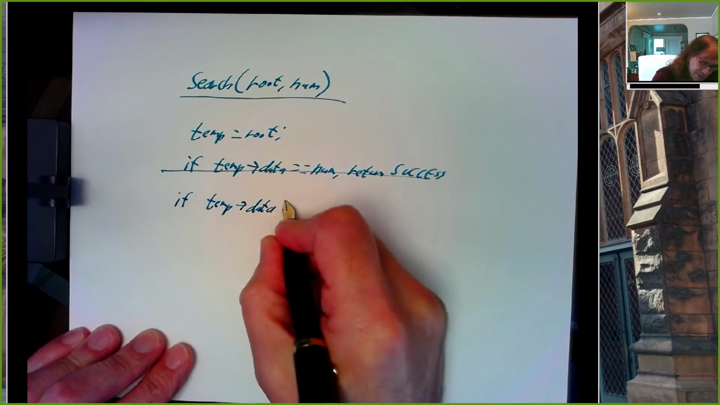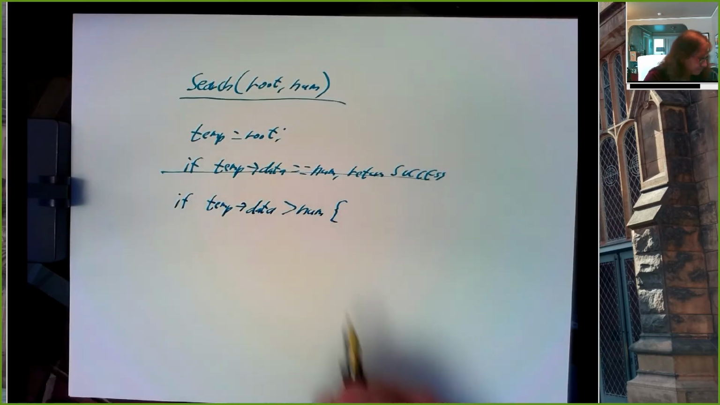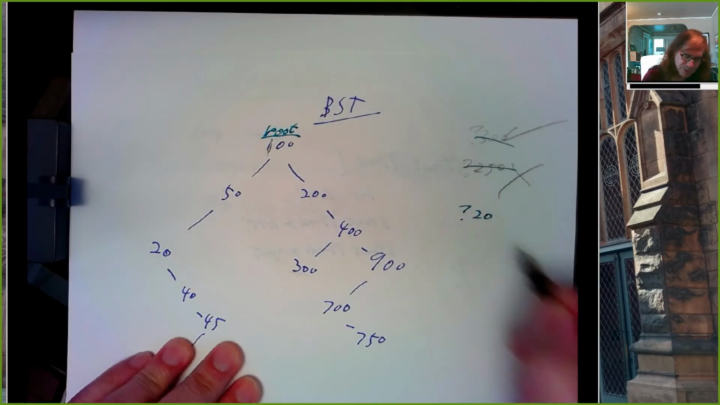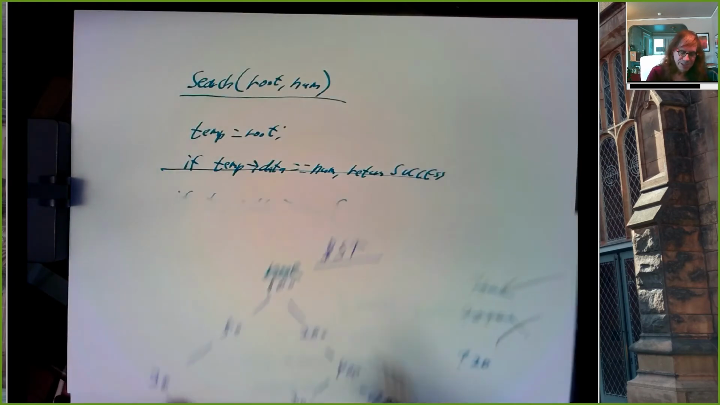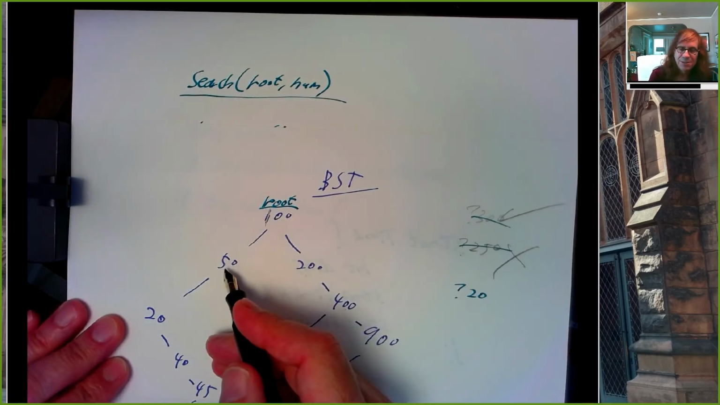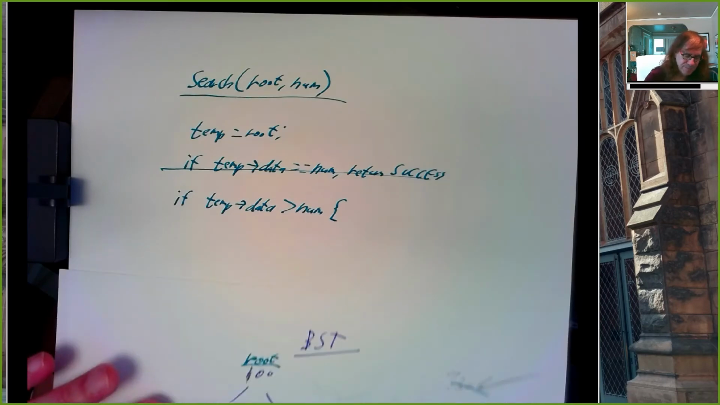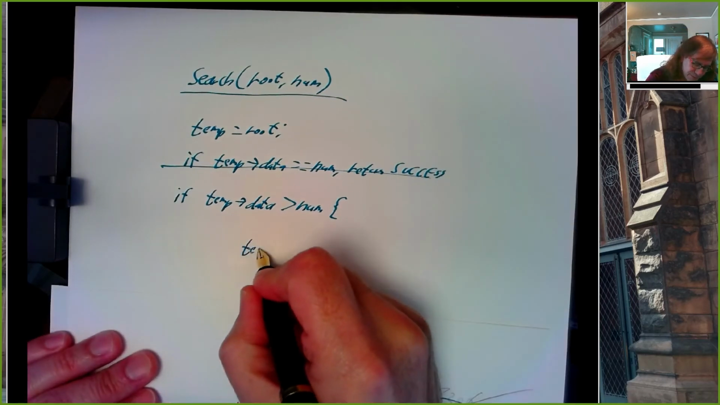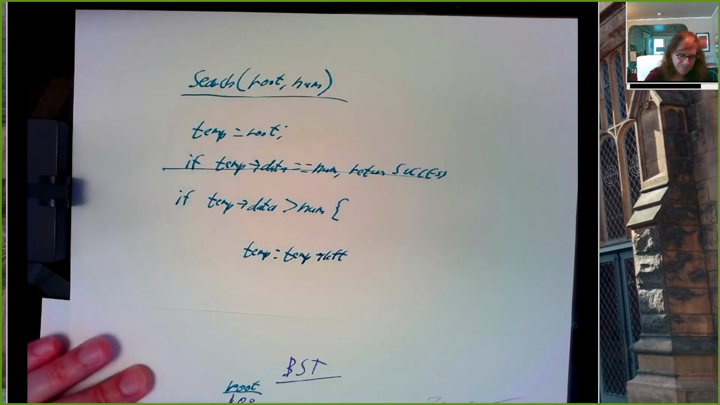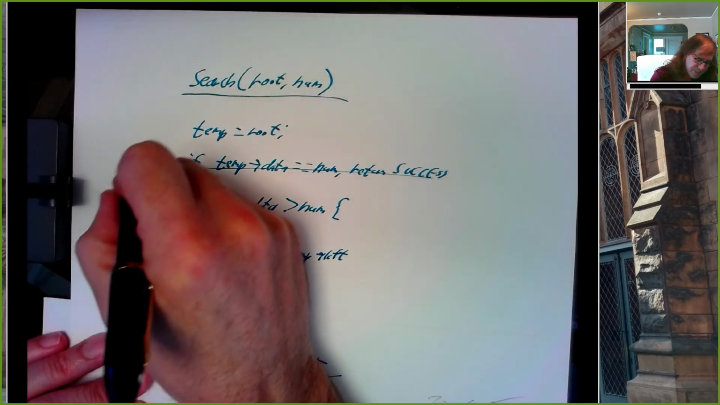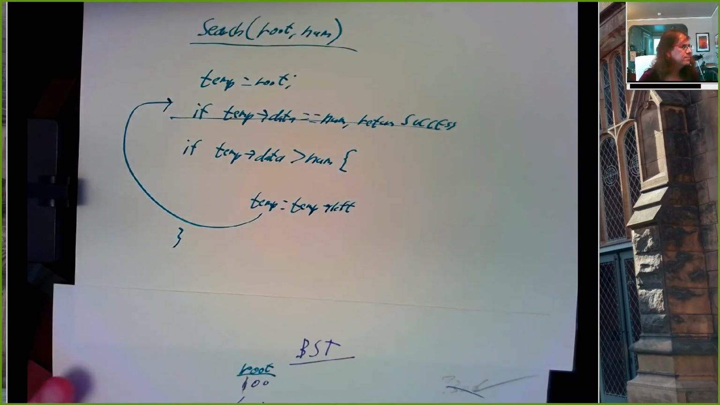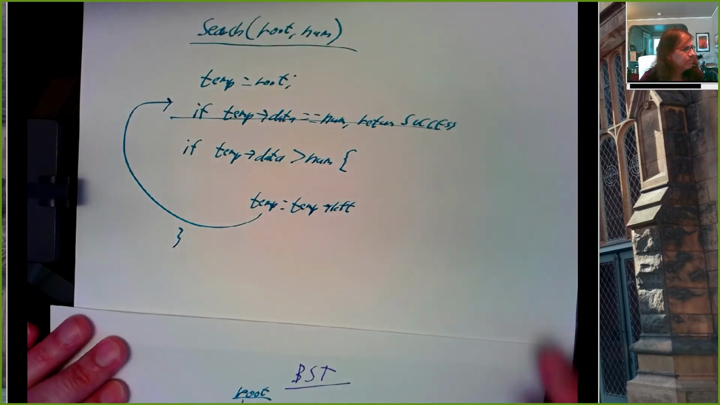Suppose the root node's data is bigger than the num. So let's say we're searching for 20. If the root's data is bigger than the number we're looking for, what do we want to do? We want to move down to the left. So we're going to say temp equals temp left. And we're going to go back up to the top.